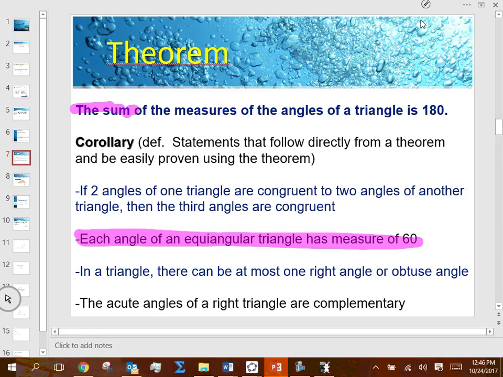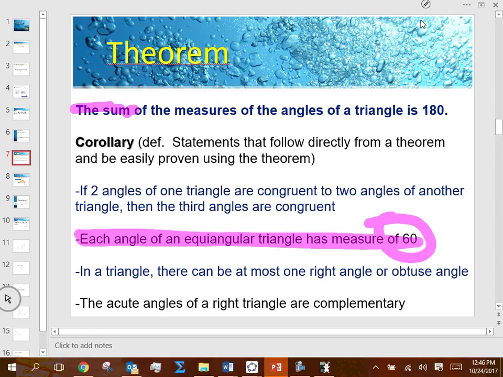And if it's equiangular, it's also equilateral, right, for triangles? So every angle in an equilateral triangle is also what? If it's equiangular, it's equilateral, right? And equiangular just said that they're 60 degrees, right? Well, in equilateral, they all got to be what? 60 degrees as well. Okay.